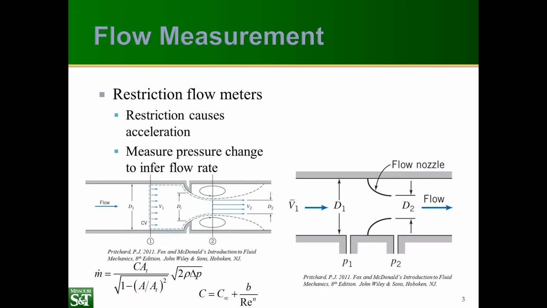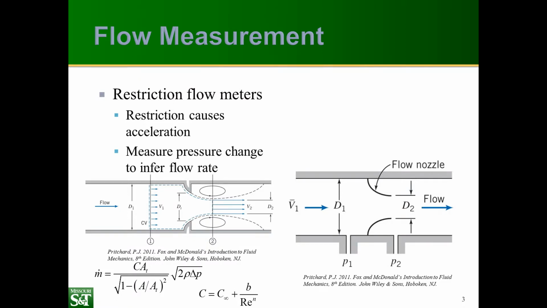Flow nozzles can also be used. The equation is actually identical to orifice plates. However, the discharge coefficient is calibrated a little bit differently. One of the major features about flow nozzles is it's easier to find the location where the velocity is the highest, what's called the vena contracta.